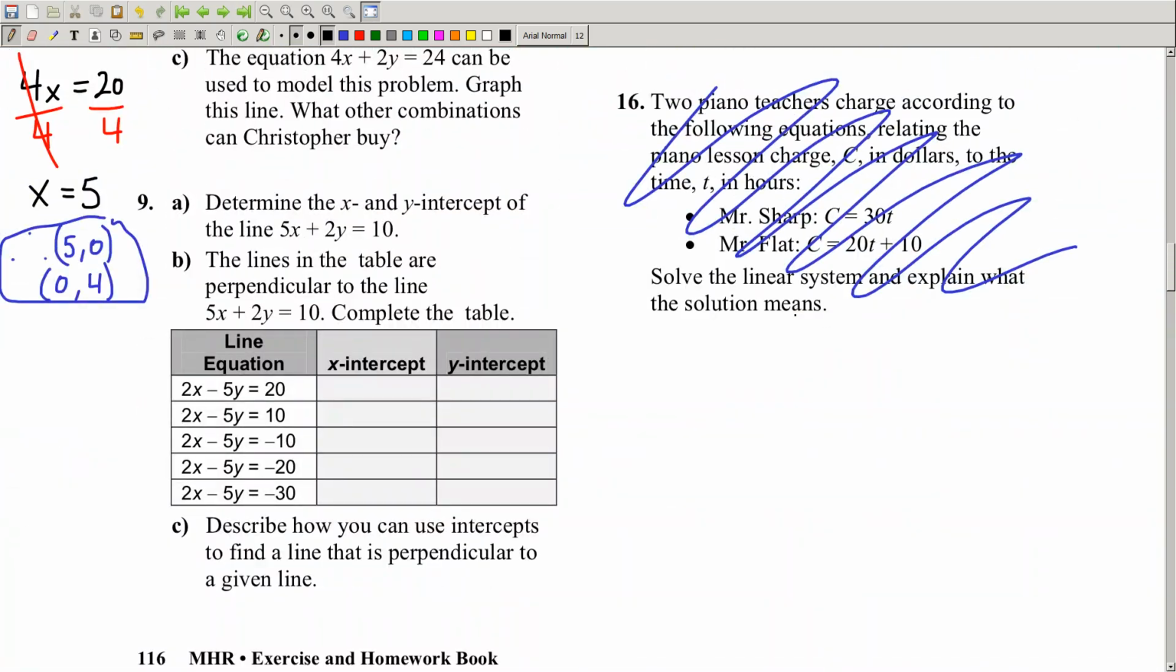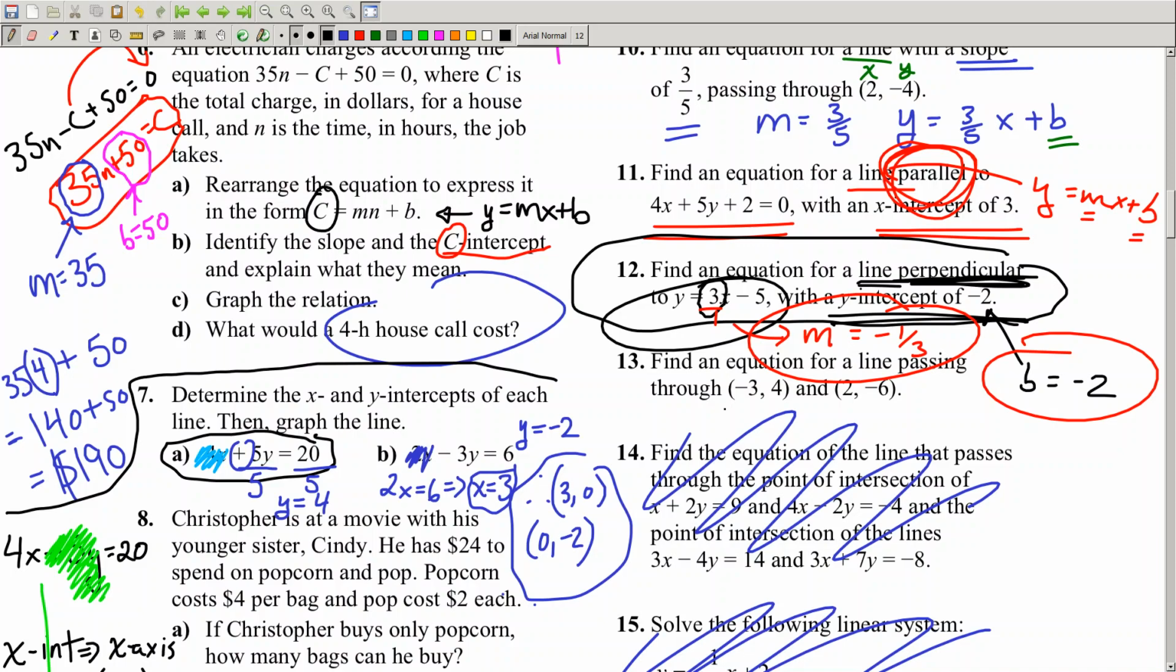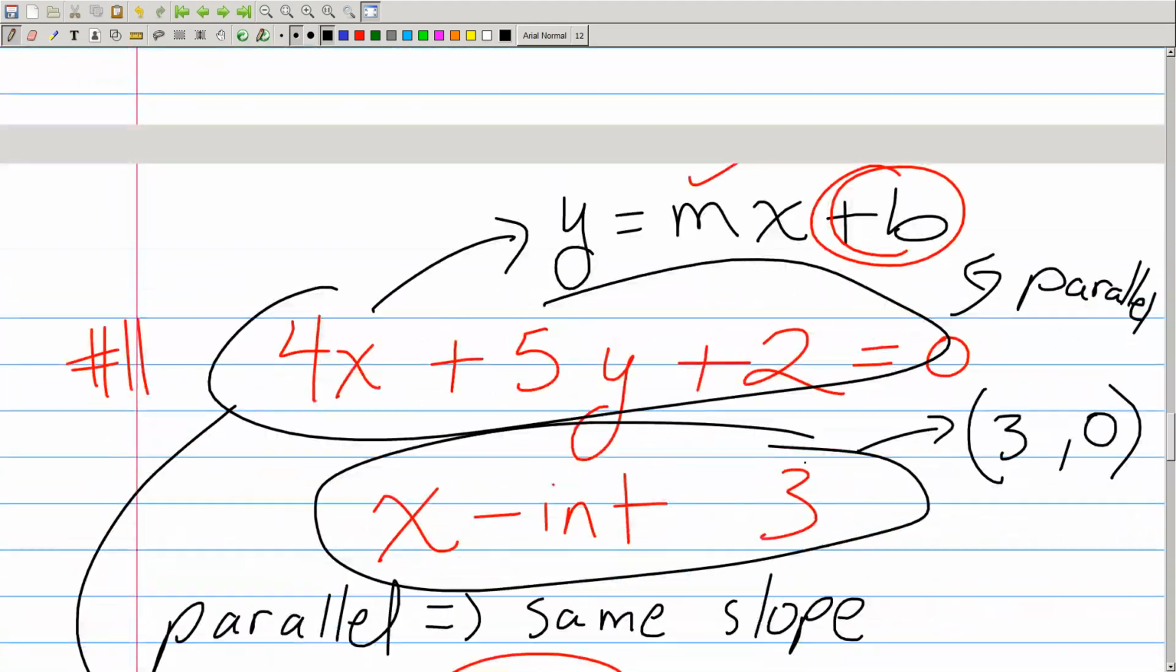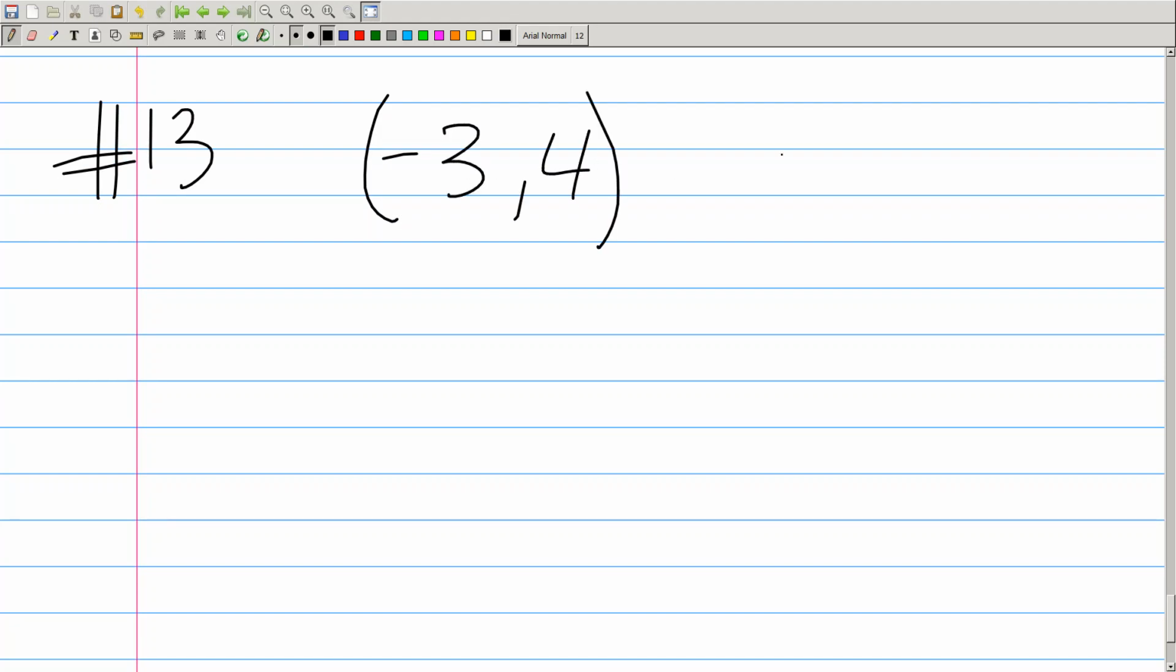And the last example, one of the most exciting examples. You have a line passing through 2 points. Uno, dos. The 2 points are (-3, 4) and (2, -6). You need the equation of the line that passes through these 2 points.